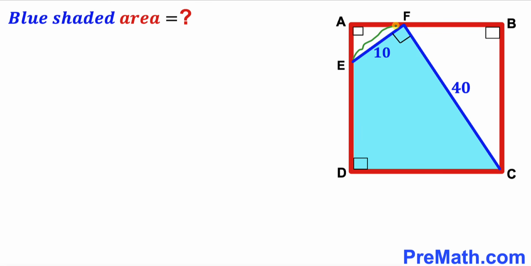We have got this red square ABCD along with these line segments EF and CF, as you can see in the given diagram, such that this angle EFC is a 90 degrees angle, and moreover this segment EF length is 10 units, whereas this segment FC length is 40 units. And now our task is to calculate the area of this blue shaded region.